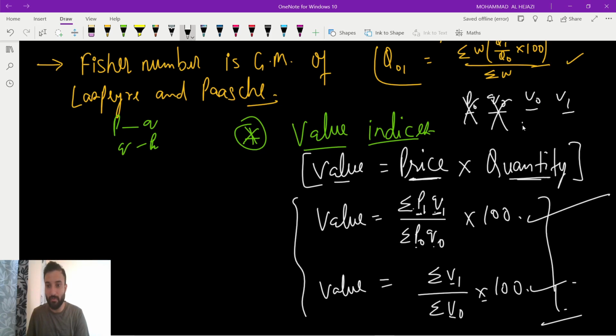We have V0 and V1, we will use this one, that's it. Why will we not use this? Because we don't have a P1 and Q1.